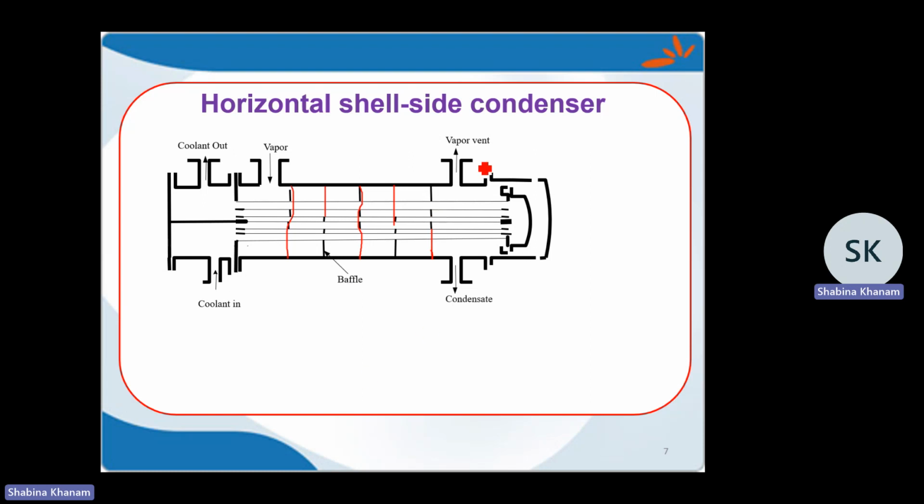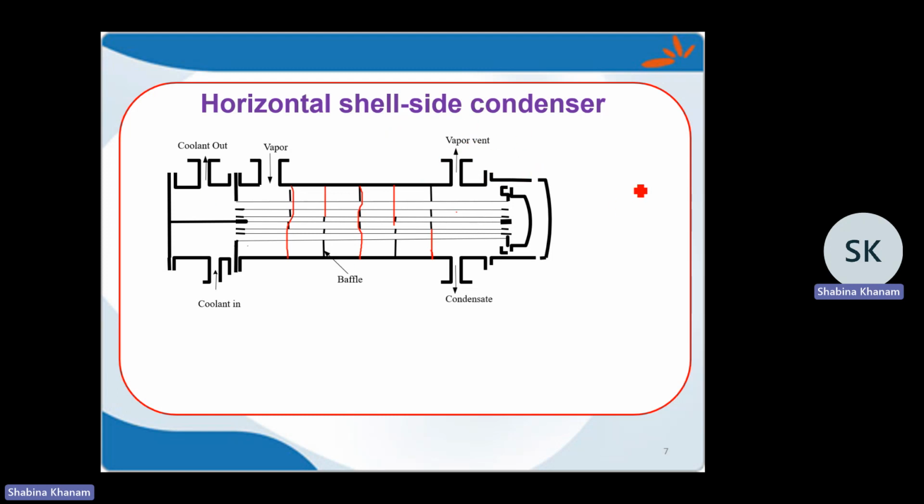So these vents are used to remove non-condensables from this side. As vapor enters from here, at the same time we open this vent valve. Whatever non-condensable gases are there, it removes from here, and the moment vapor starts coming from this, because that is the nozzle only, it does not know whether it is non-condensable gases or vapor. So when vapor starts coming from this vent, we close this vent.